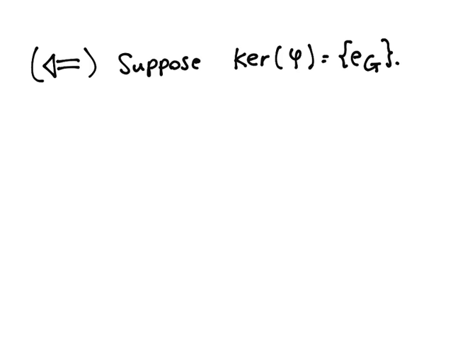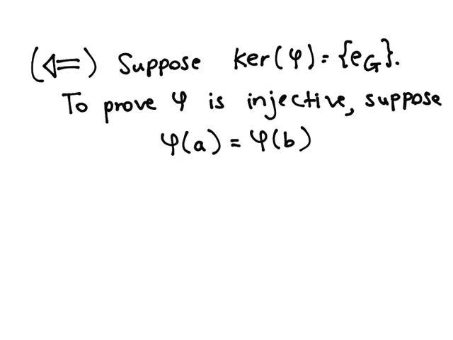For this implication, remember what we need to do is suppose that the kernel of phi contains just the identity element e_G, and our goal will be to deduce that phi must be injective. Well, how do you prove that a function is injective? By definition, what you should do is start by assuming two elements go to the same place. Let's say phi of a is equal to phi of b. And after some argument, what you should hopefully find is that a is equal to b.